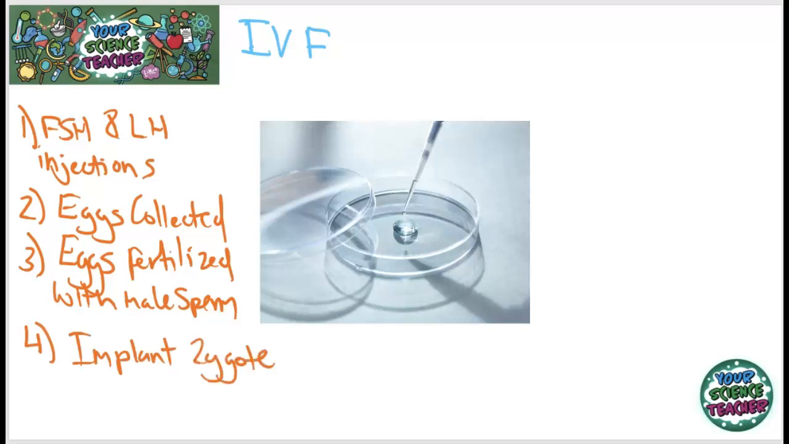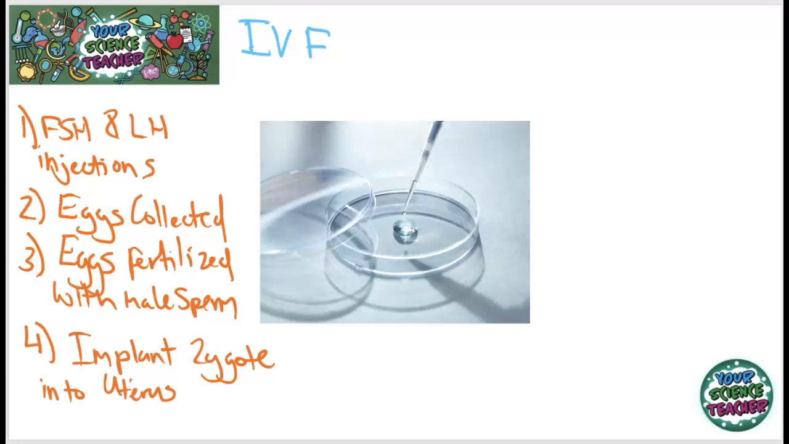And once an egg has become fertilized, we call it a zygote. And during this stage, there are also some hormone injections, such as progesterone, to make sure the lining of the uterus is thick enough so that the zygote will implant.